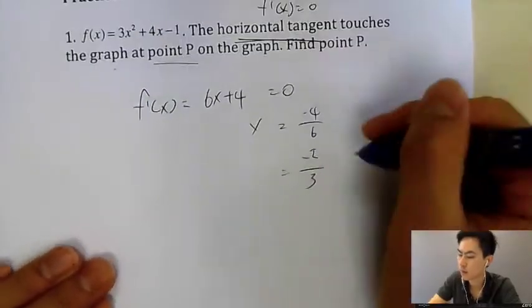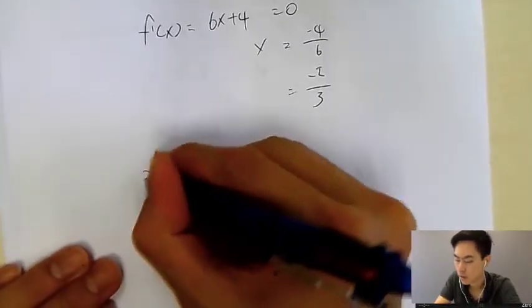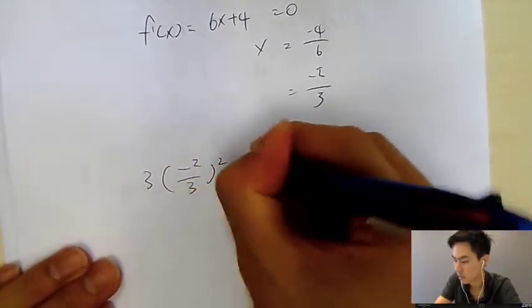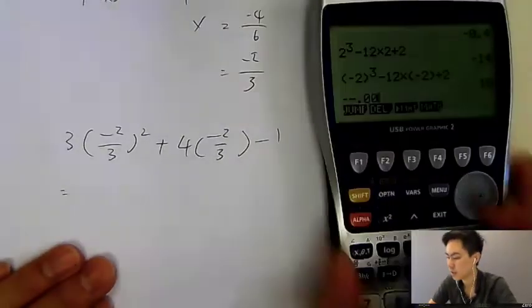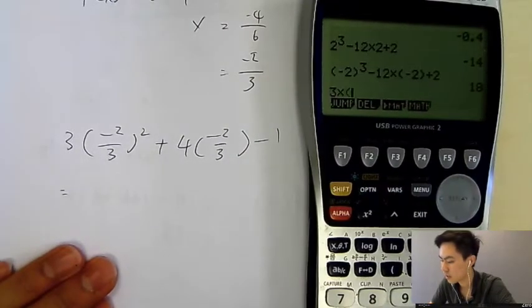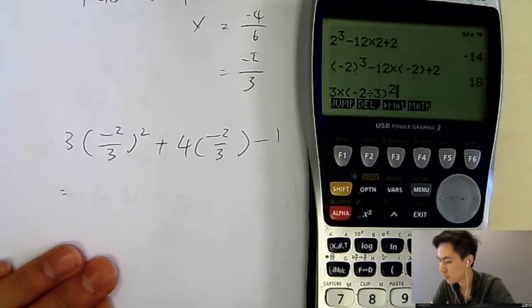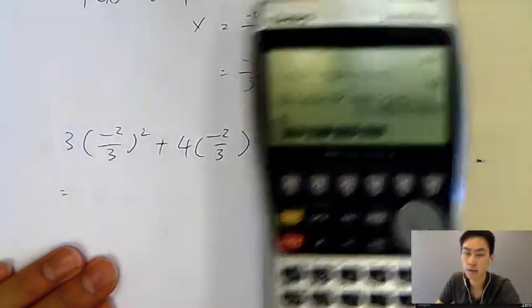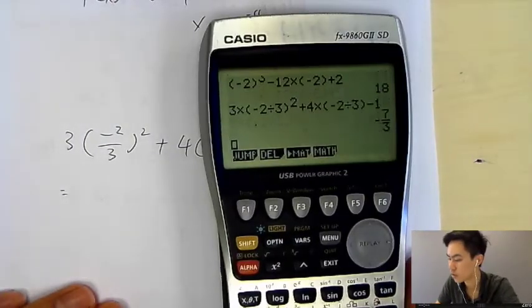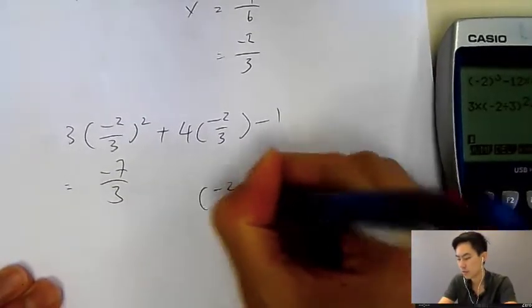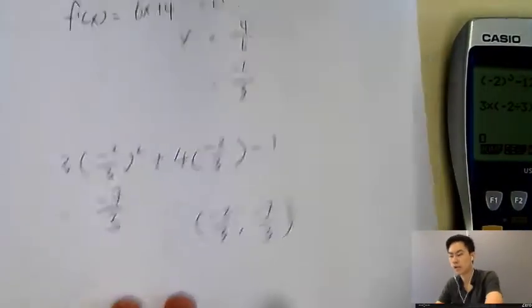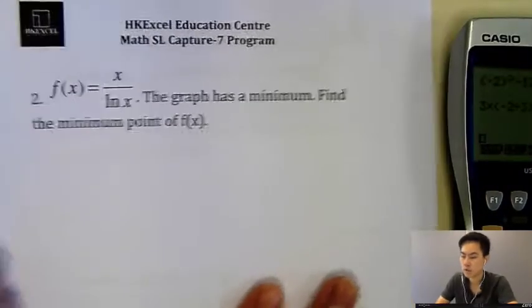And then you have to find a point. Point means (x, y), so sub x into the original equation: 3 times (minus 2 over 3) squared plus 4 times minus 2 over 3 minus 1. Okay, so GDC. So 3 times negative 2 over 3, squared, plus 4 times negative 2 over 3, minus 1, right? Then you have this answer, or you can change it to a fraction, minus 7 over 3. So that's the point: minus 2 over 3, minus 7 over 3. Okay, so very easy. And next page, question 2.